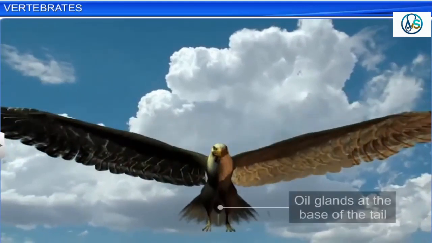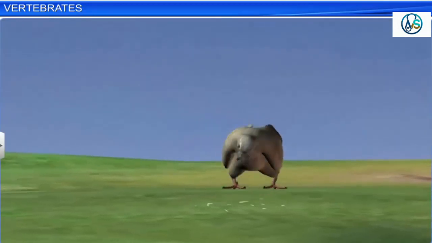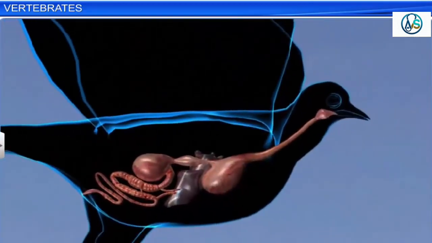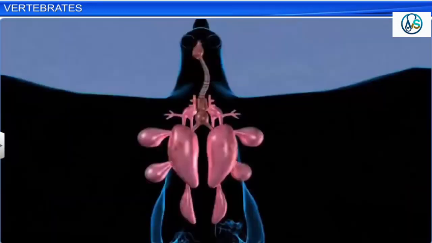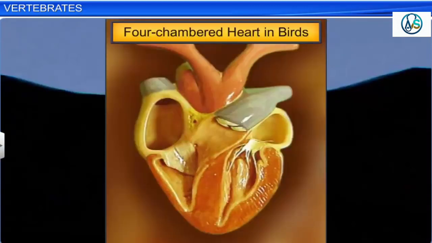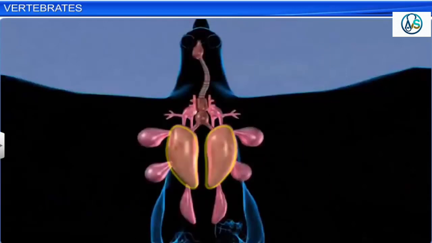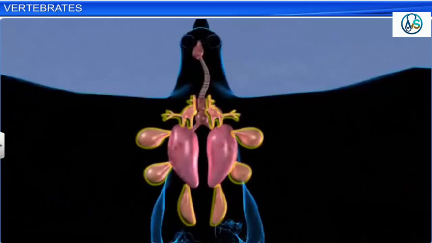Moreover, except for oil glands at the base of the tail, they possess no other glands, due to which their skin is dry. Birds use beaks to eat. The food then reaches the digestive tract, which has a crop and a gizzard, which are additional chambers. Birds are warm-blooded, or homeotherm, with a 4-chambered heart. They respire through lungs, and air sacs connected to their lungs supplement respiration.